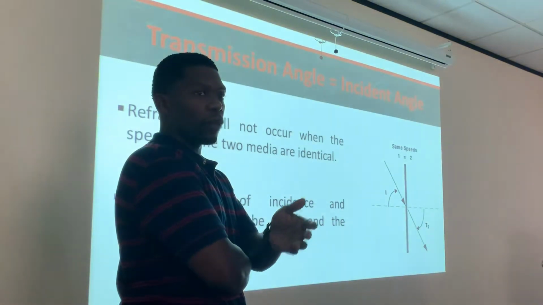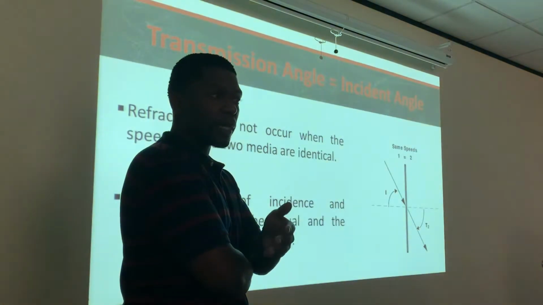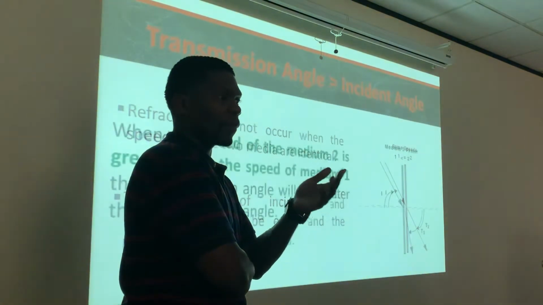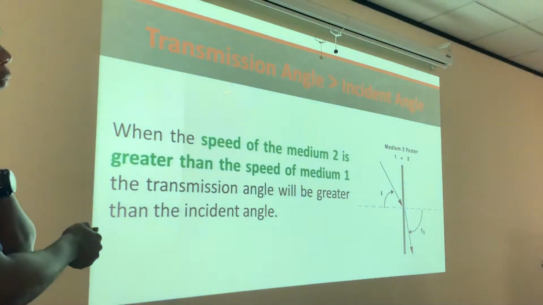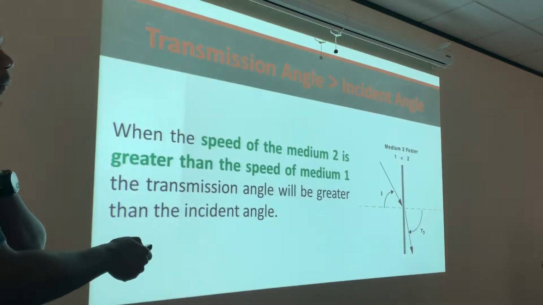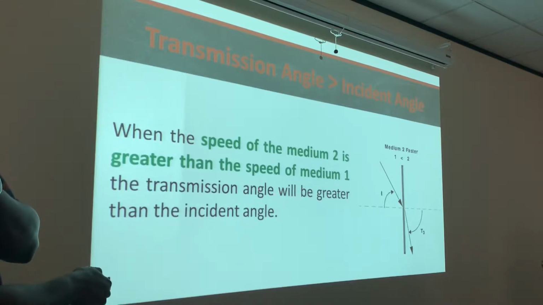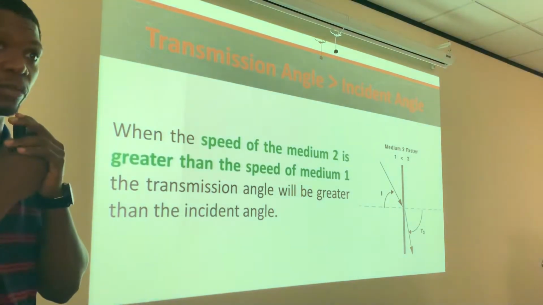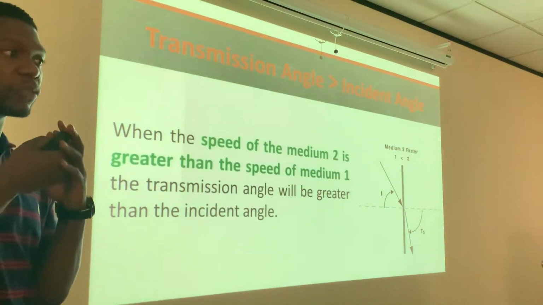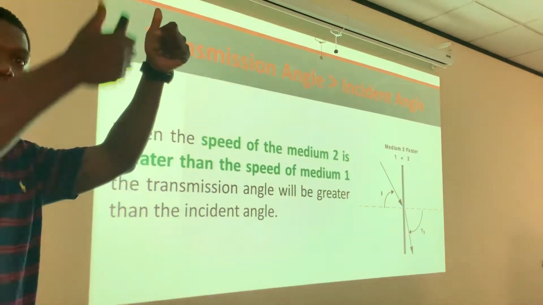Okay? Again, whichever medium 1 or medium 2 has the fastest propagation speed, that's going to create the greater angle. Again, transmission angle is greater than the incident angle. Medium 2 is traveling faster than medium 1. Look, the speed of medium 2 is greater than the speed of medium 1. The transmission angle will be greater than the incident angle. I'm trying to tell you guys an easy way to learn those. Whichever medium has the fastest propagation speed will also have the greater angle.